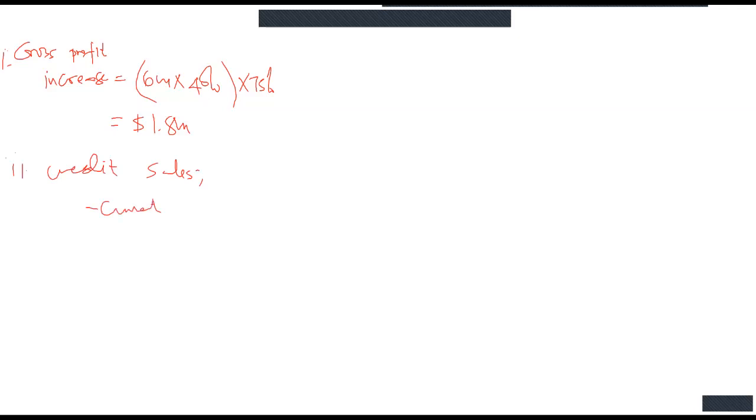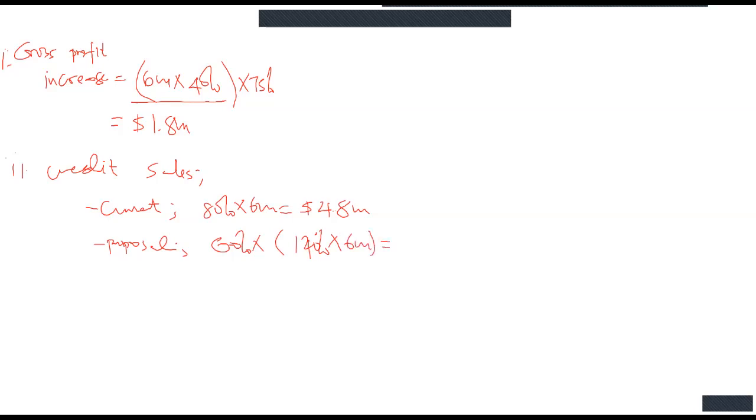So current policy, the credit sales is equal to 80% of sales, so 80% of 6 million to give us 4.8 million. Then the proposal: you've been told that the credit sales is 60% of all sales. Don't forget the sales here increased by 40%, okay? Therefore, 140% times 6 million times 60%, therefore the credit sales. Give us how much?